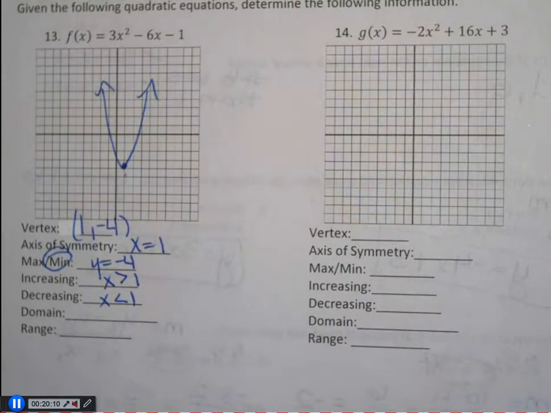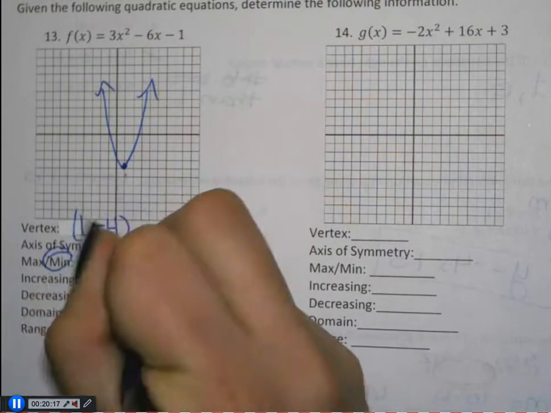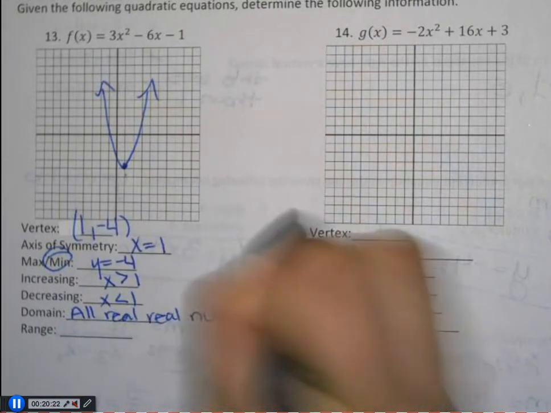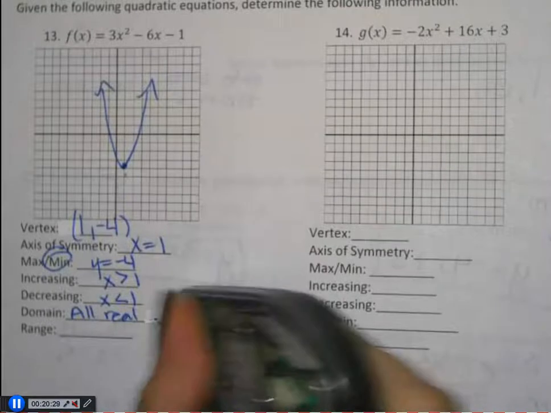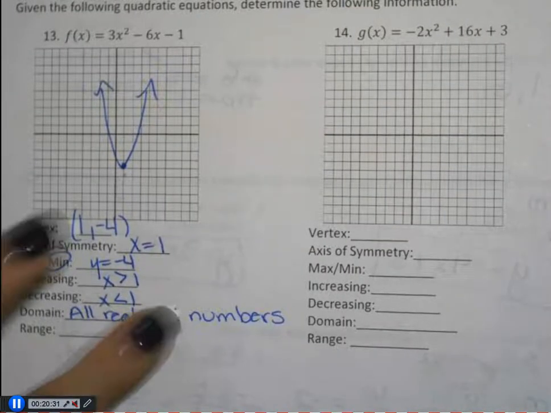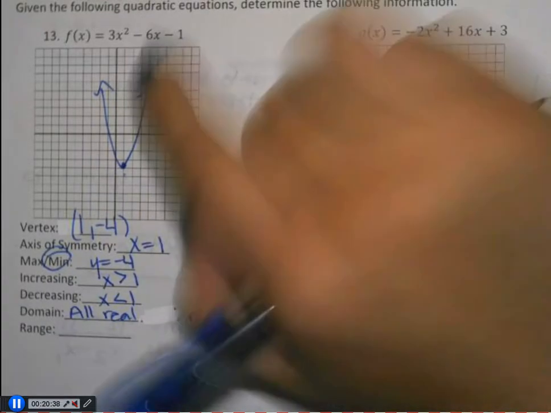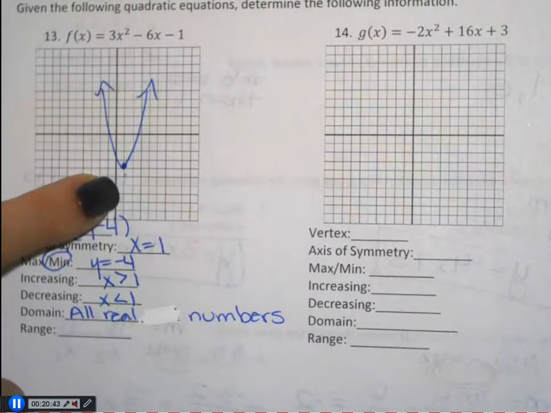Domain is always all real numbers. Always. I don't think we do anything in this class that isn't. All real numbers. Yes, increasing and decreasing is always x. Increasing is when it's got a positive slope. Decreasing is when it has a negative slope.